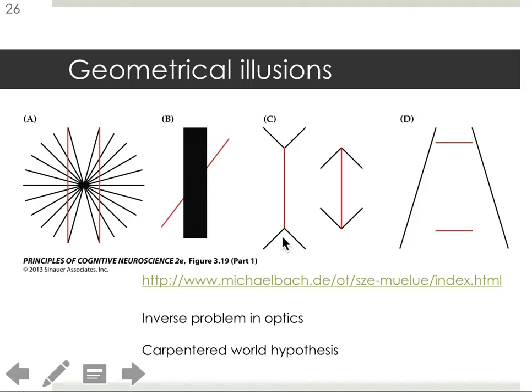So same goes with the Ponzo illusion and the Mueller-Lyer illusion. Even though the two lines are always the same, because of the contextual cues, you end up experiencing differences in length that are related to our three-dimensional experience of the world, right? And so this goes back to what we know as the inverse problem in optics, right?